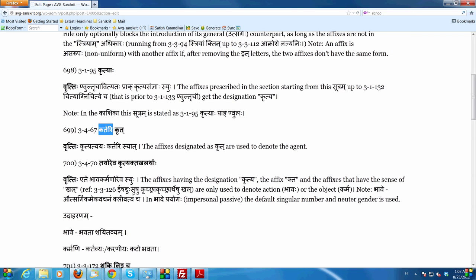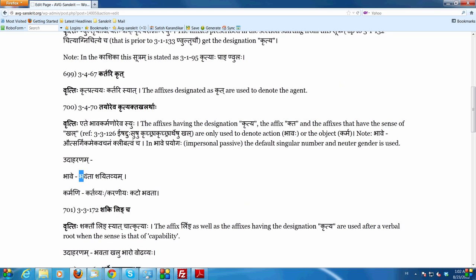Now, bhava karmanoho: what is bhavaha? Bhava refers to an action itself. Any dhatu conveys some action, and that action is referred to as bhavaha. Let's take a quick example. Bhavata shayitavyam: you should sleep. It means that the action of sleeping should be done by you. It refers to the action itself, not to a physical object. That's called bhava. Bhava means the sense of the verbal root. Verbal roots convey some action, so it's the action conveyed by the verbal root that's called bhava. So bhave means in the sense of that action.